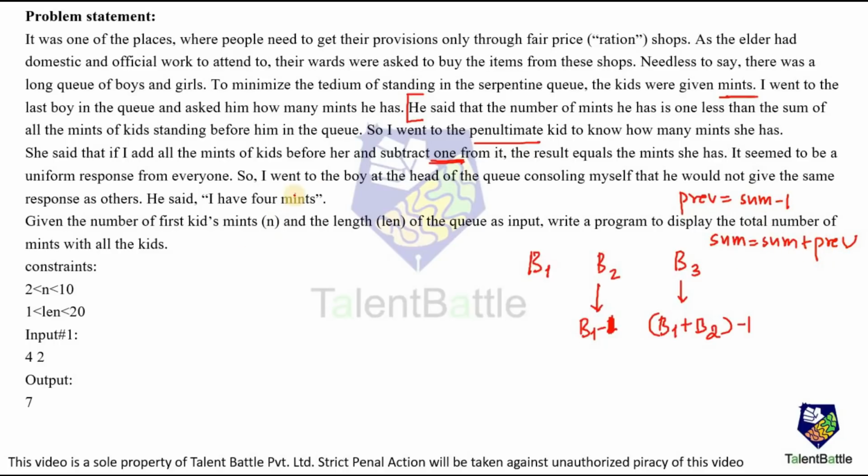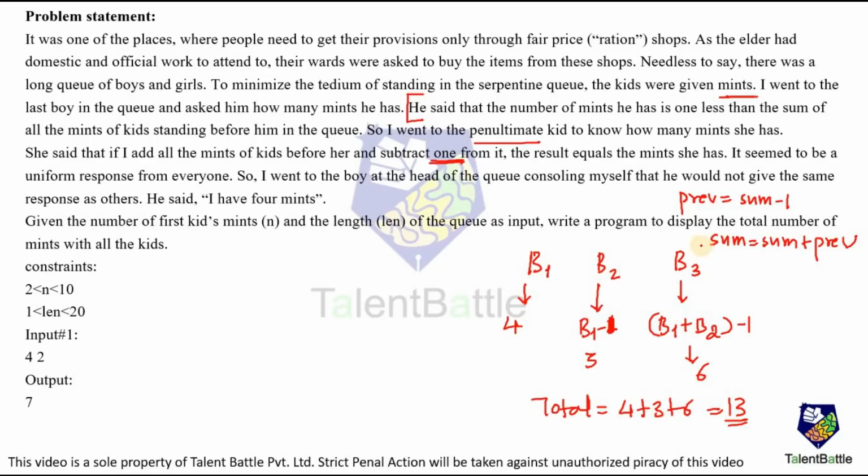So when I went to the boy at the head of the queue, that is B1, consoling myself that he would not give the same response, he said I have 4 mints, right? So he is providing the actual value, that is 4 mints. Now if we get the actual value of B1, we can calculate B2 also. B1 minus 1, that is 3, 4 minus 1. And on the basis of this, 4 plus 3, 7 minus 1, that is 6. So the total will be 4 plus 3 plus 6, that is 13.